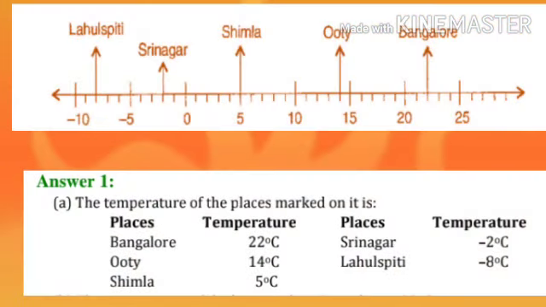Solution: the temperatures at different places are: at Lahulspadi, minus 8 degrees Celsius. Srinagar, minus 2 degrees Celsius. Shimla, 5 degrees Celsius. Ooty, 14 degrees Celsius. And Bangalore, 22 degrees Celsius.